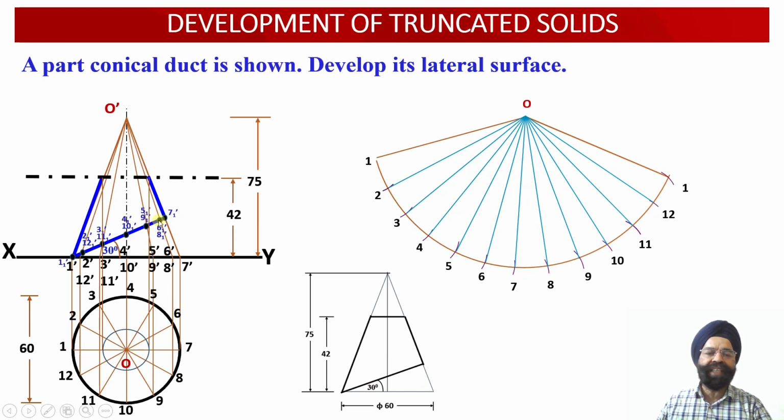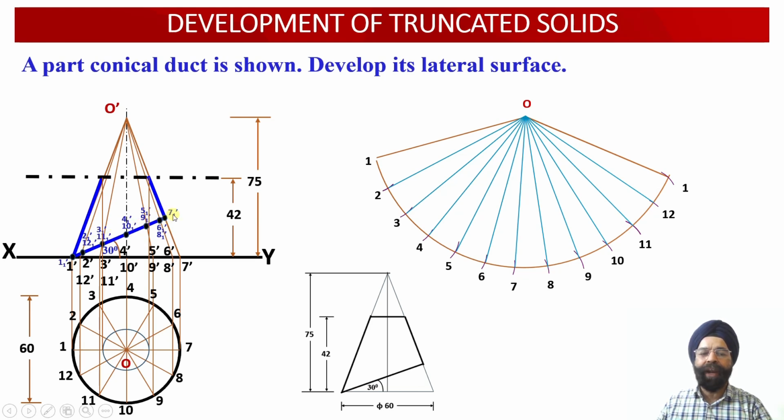Next 2 points of intersection, 61 dash and 81 dash, are obtained on the apparent length of the slant generators O dash 6 dash and O dash 8 dash over here. And finally, the last point of intersection corresponding to the first auxiliary inclined plane exists at point 71 dash onto the slant generator true length O dash 7 dash over here. So this way we have identified 12 points of intersection.